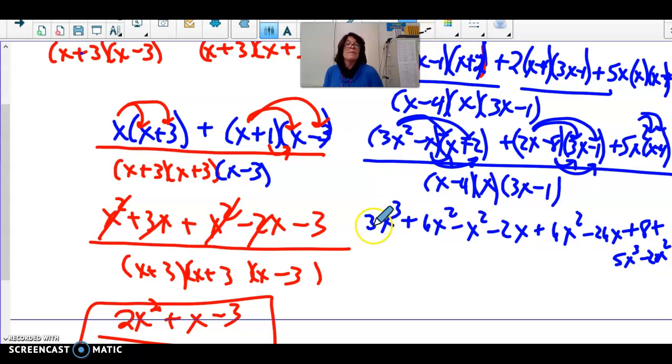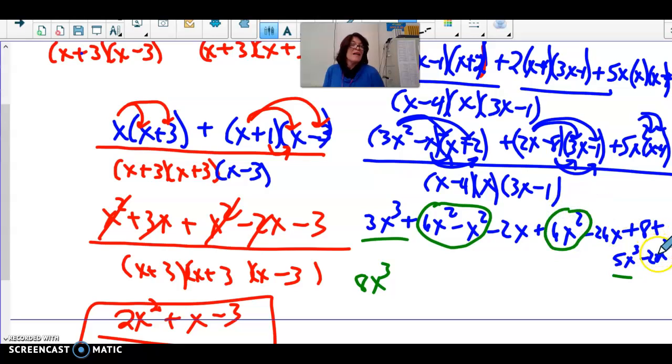So let's look and see how many x cubes we have. Looks like we have 8 of those. How many x squareds we have? 6x squared minus 1x squared plus 6x squared minus 20x squared. Goodness sakes. This would be 5 plus 6 is 11 minus 20, negative 9x squareds. Let's see how many x's we have. A negative 2x, a negative 26x. So we have minus 28x. And I think the only thing that's left is a plus 8.